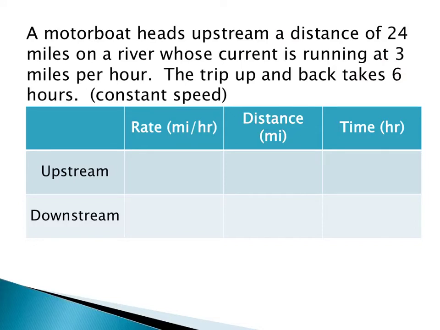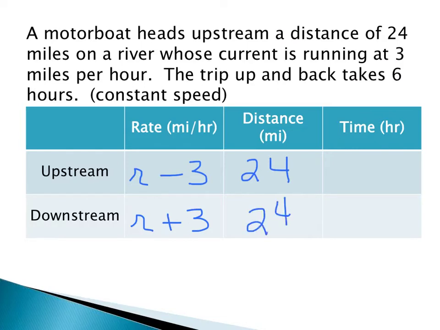Here we go. The rate going upstream. We don't know how fast the boat is going, but when you're going upstream, you're forcing yourself against the current. So as you go forward, the current is dragging you back. Whatever your rate is, it's r minus 3 for the current pulling you back. When you're going downstream, whatever your rate is, you get to add that 3 miles per hour because the rate of the stream is pushing you faster downstream. Now the distance either way is 24 miles.